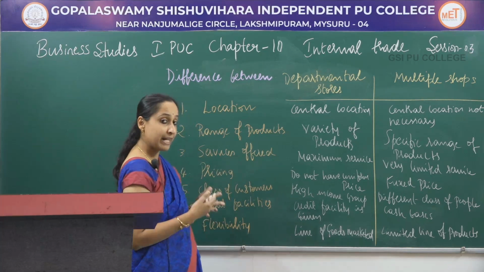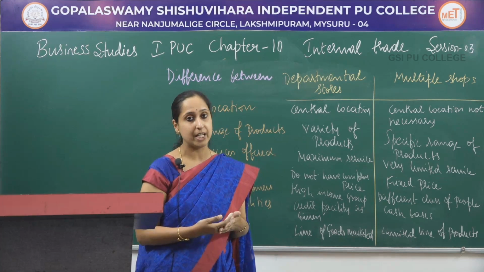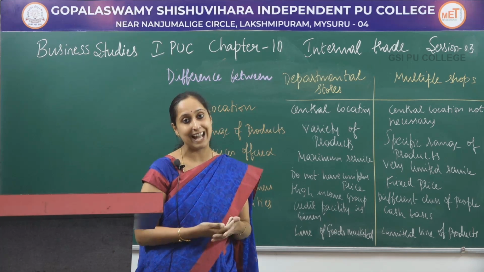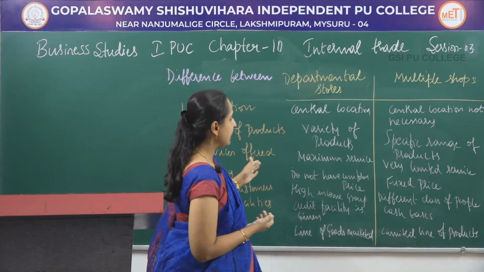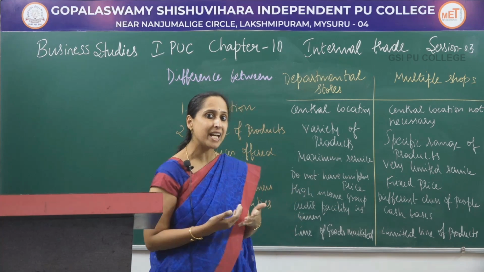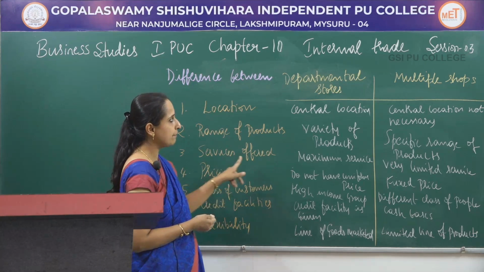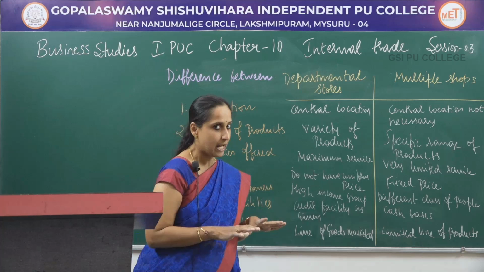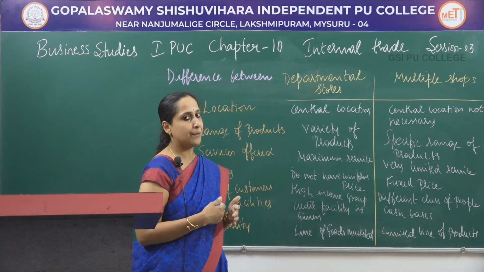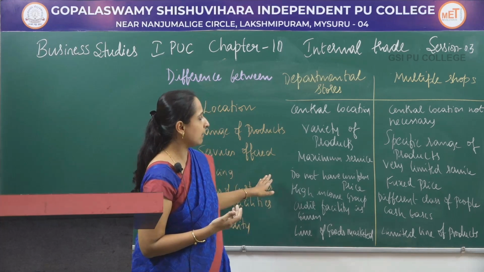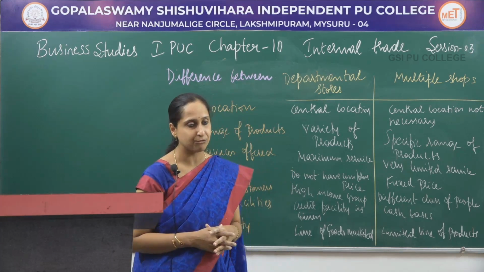Next is services offered. In departmental stores maximum services are offered to customers: home delivery, replacement of spare parts, guarantee, use of telephone booth, restrooms, etc. And at multiple shops there are very limited services offered to customers. And when it comes to pricing, in departmental stores they do not have a uniform price, but they usually provide discounts, gift coupons, like that. But in the case of multiple shops, they have a fixed price. They do not change the price of the product.